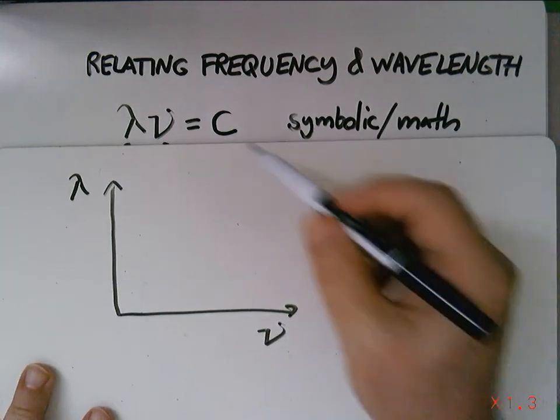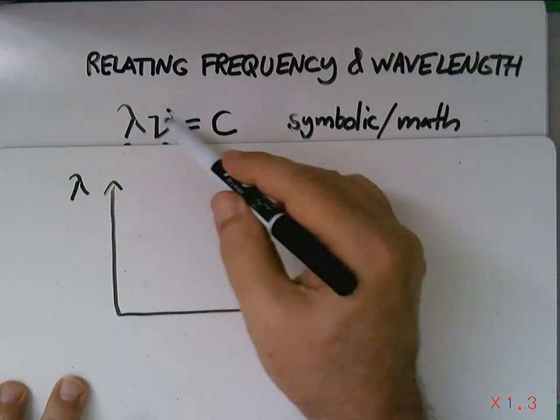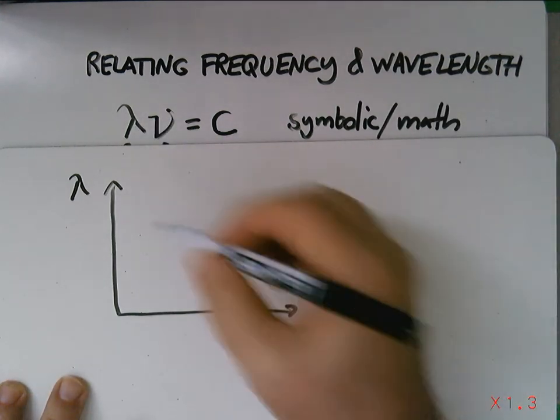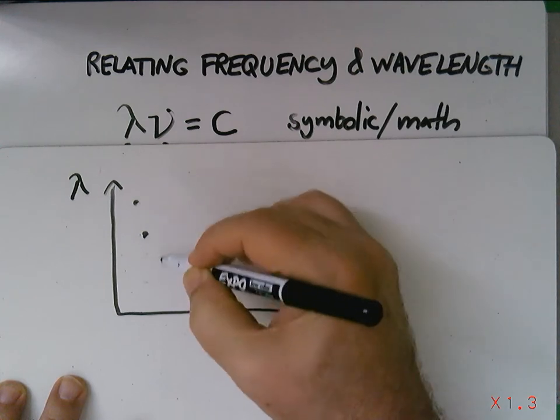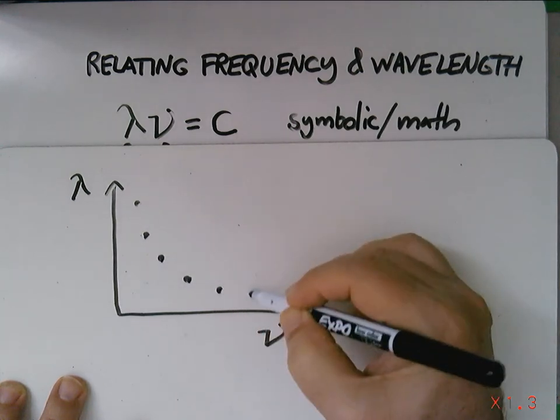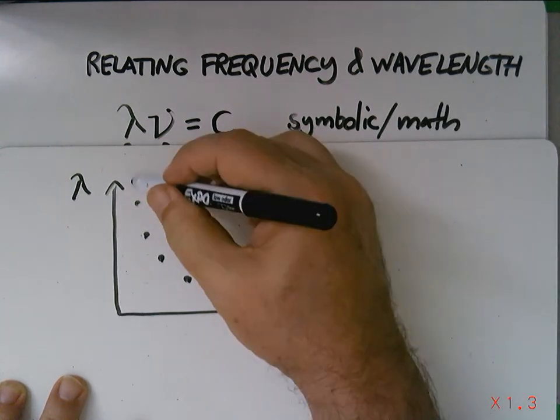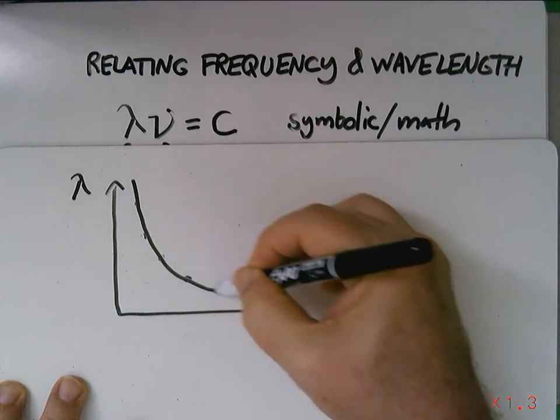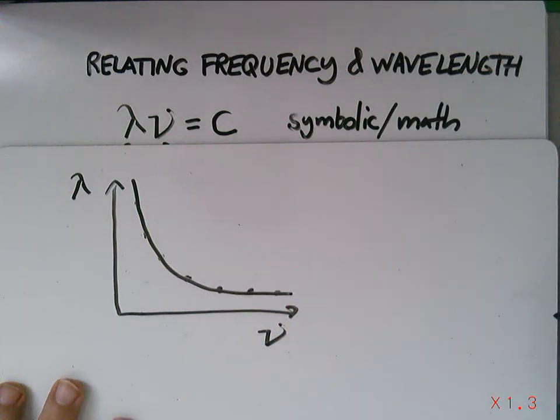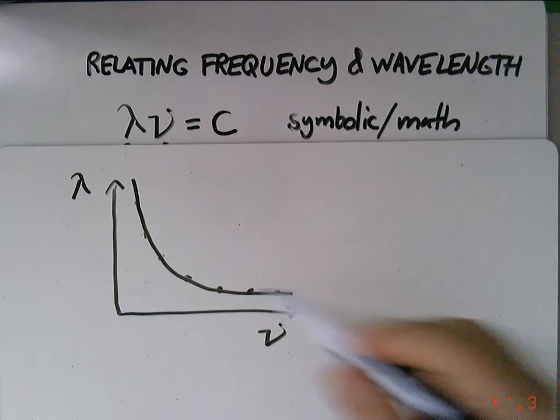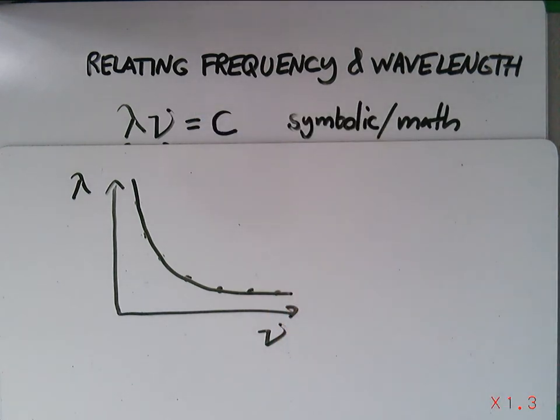You could try taking different wavelengths and frequencies and plotting them on there, and you'd end up with something that looks kind of like this. You'd end up with a graph that looks like that. This is actually another way to show this relationship. You can show it graphically. And this isn't the only way that you could show it graphically.